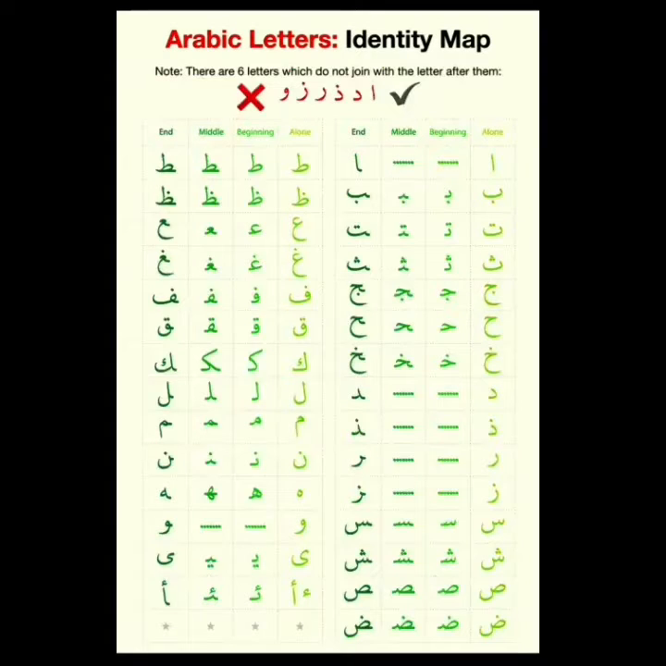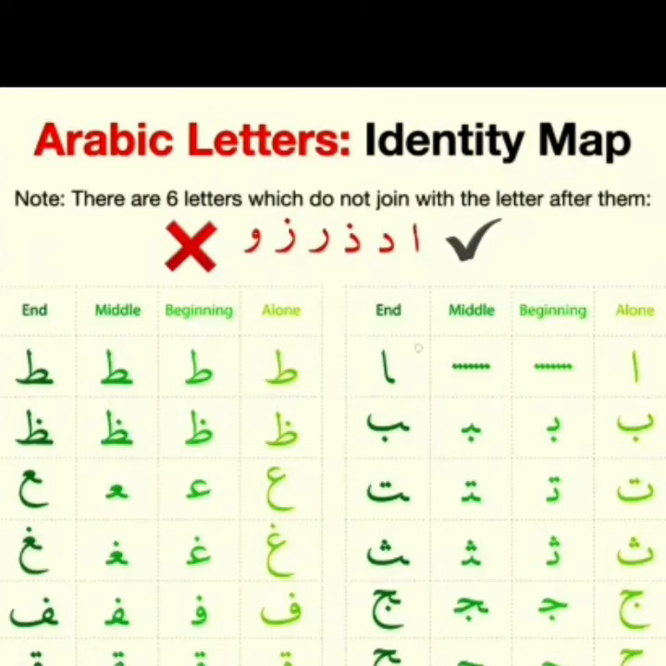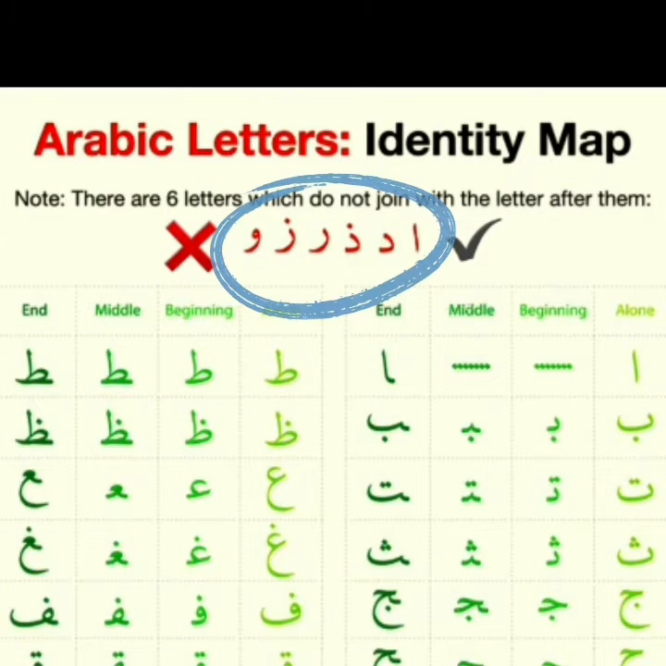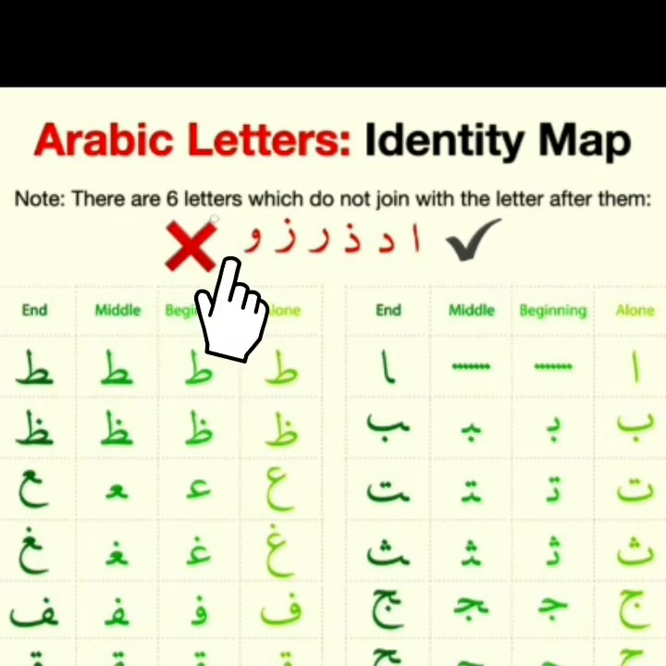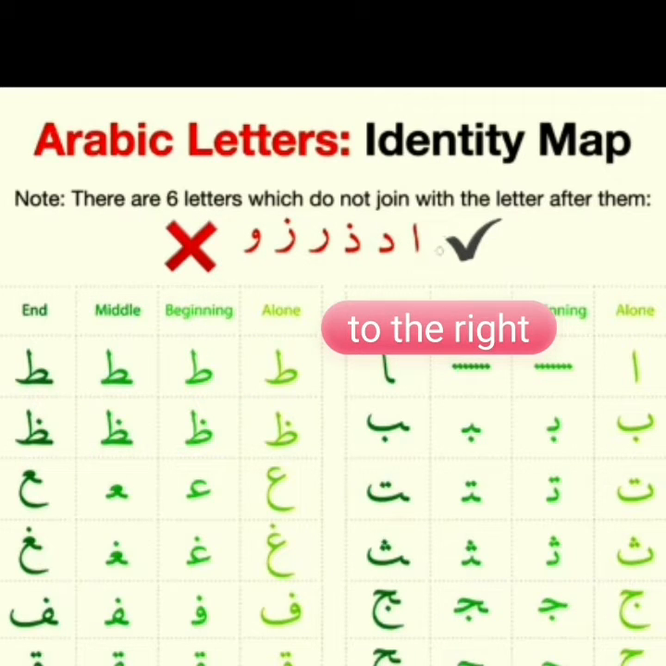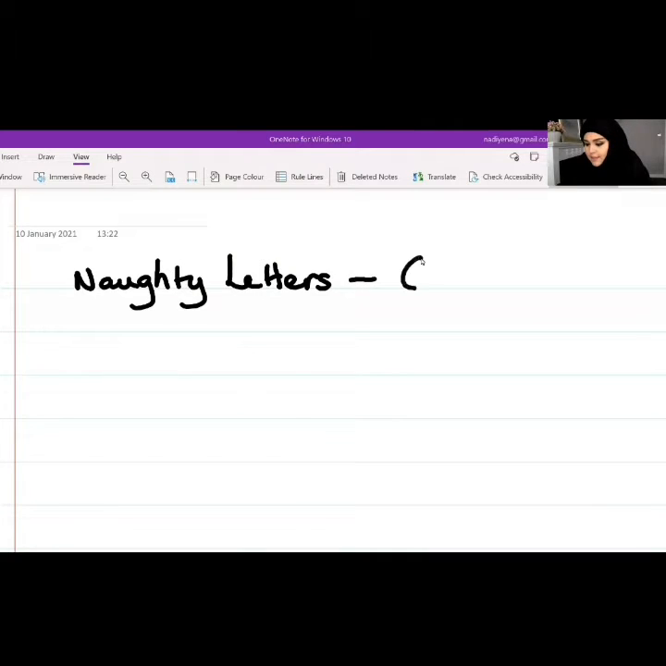There are 28 letters in the Arabic alphabet. Of the 28, there are 6 that are known as naughty letters. Why are they naughty? Because these 6 letters do not join with the letter that comes after them, but they will join with the letters before them if the letters are able to join after. Naughty letters, there are 6.